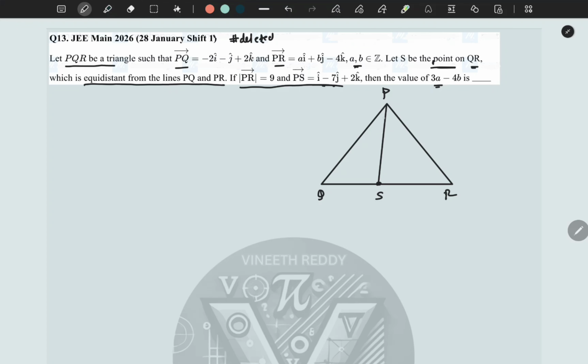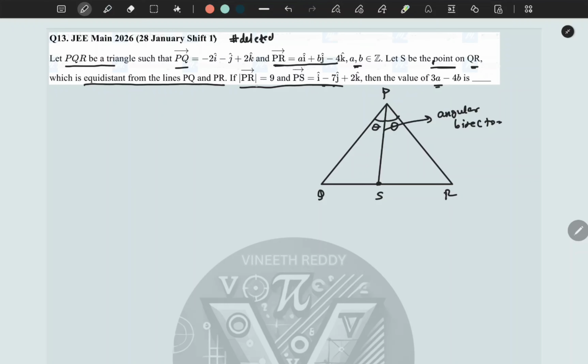That means it is the angular bisector. PS is the angular bisector. S need not be the midpoint of Q and R. That means this angle should be theta and this angle should be theta. That we can say for sure. Vector PQ is given, vector PR is given, and the length of PR is given.